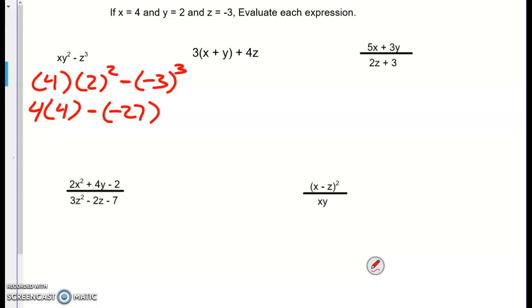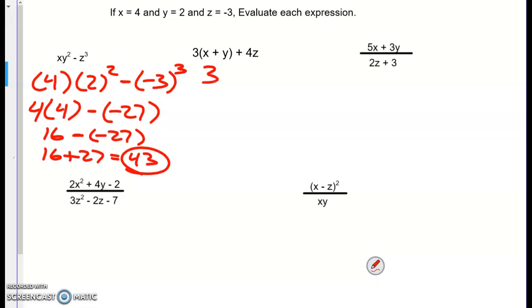Please be aware, the negative 3 cubed is not 3 times 3. We don't multiply a base to an exponent. Negative 3 cubed, negative 3 times negative 3, which is positive 9, times the third negative 3, which is negative 27. Then we do our multiplication. 4 times 4 is 16, minus a negative 27, and then it becomes 16 plus 27 with the double negative, and 43 is our answer.